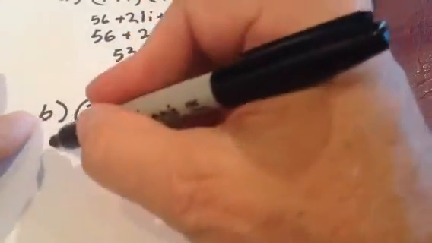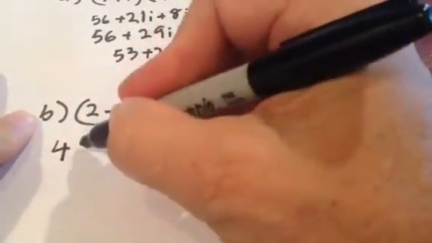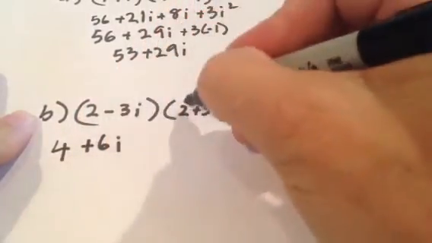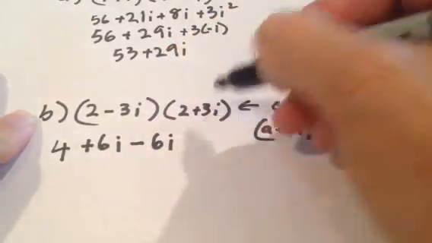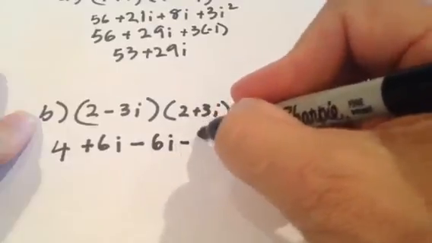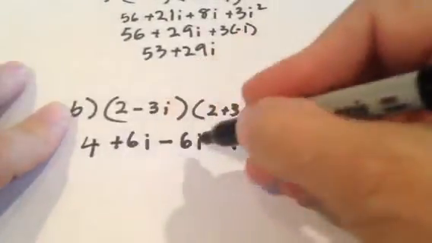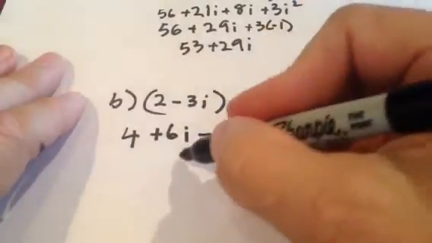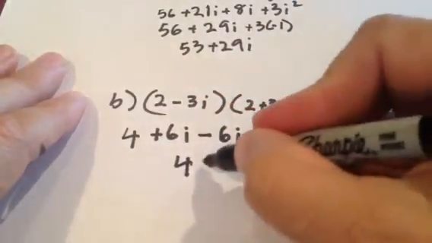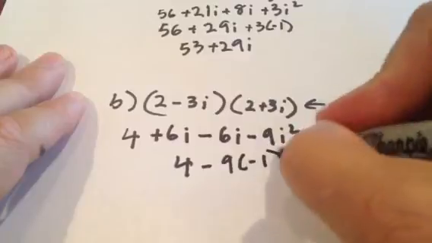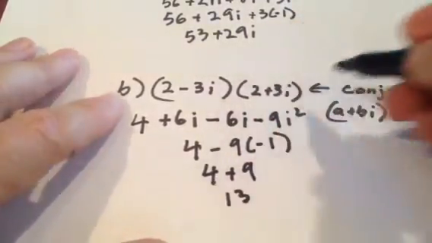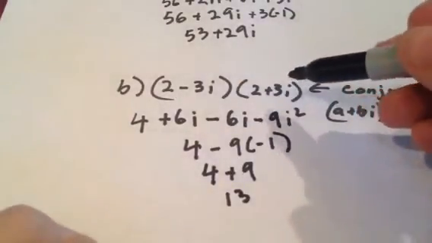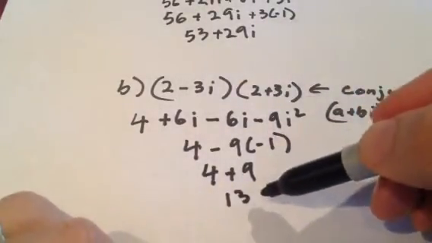But the 2 times the 2 is 4. 2 times the 3i is 6i. -3i and 2i is -6i. And then -3 and positive 3i is going to be a -9i squared. And my middle terms cancel out, as I should have expected. And then I get 4, and then -9 times -1. So that becomes 4 plus 9, or 13. Anytime I multiply two complex conjugates, you end up with a real number. So that's kind of cool.